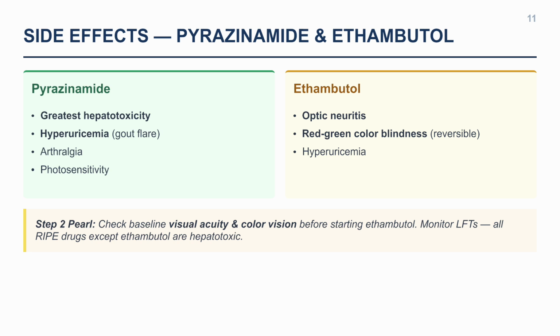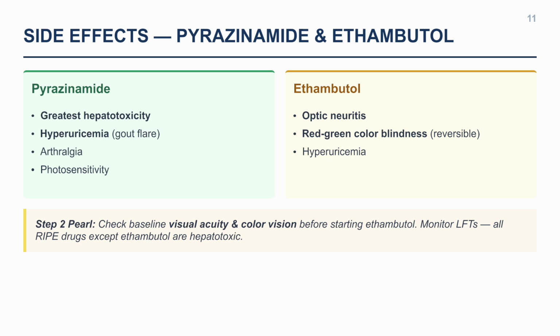Pyrazinamide has the greatest hepatotoxicity potential of all the RIPE drugs. It also causes hyperuricemia, which can trigger gout flares, along with arthralgia and photosensitivity. Ethambutol is the one RIPE drug that is not hepatotoxic. Its hallmark side effect is optic neuritis, which presents as reversible red-green color blindness. It can also cause hyperuricemia.